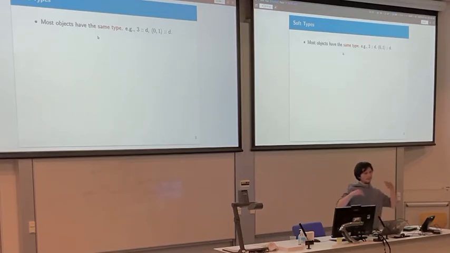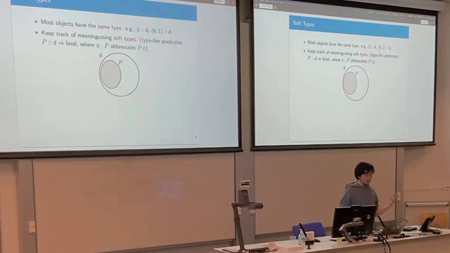Other than, of course, things which are too big to be of type D, like the membership relation and the power set operation, which necessarily have to have higher types. So when we have everything of the same type, we obviously lose the niceness that the type system gives us, which keeps track of the meaning of everything. So we could keep track of the meaning using soft types, which are just predicates on the domain, which we can write in a nice type-like notation and only define soft types for things that are type-like.